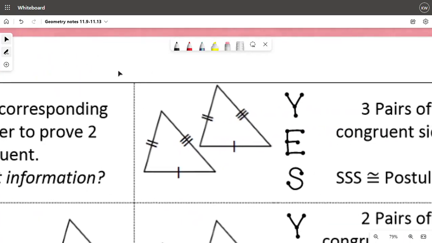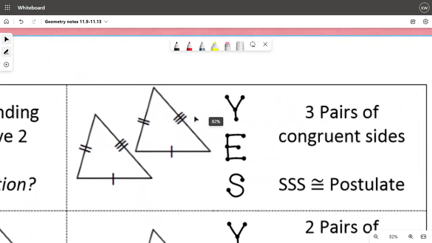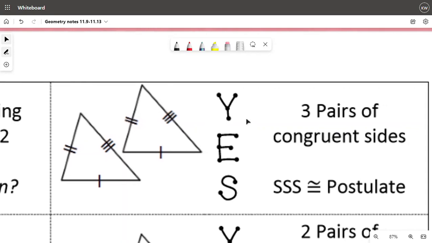All right. First type that we got is if we have 2 triangles with 3 pairs of congruent sides. We call this the side-side-side postulate, or SSS for short. So if I got 2 triangles and their sides are congruent to each other, that means that they are going to be congruent to each other. So 3 sides, that works for us.